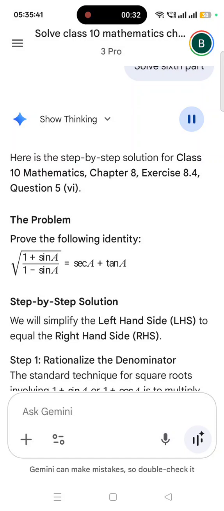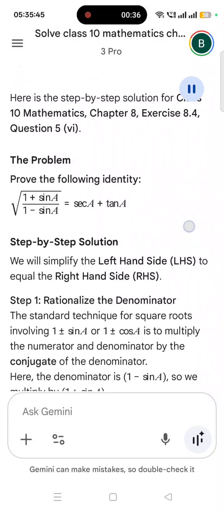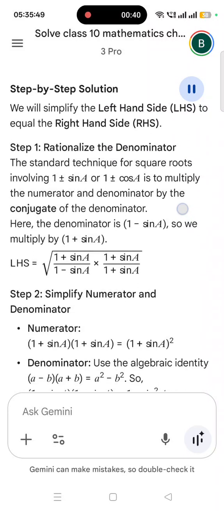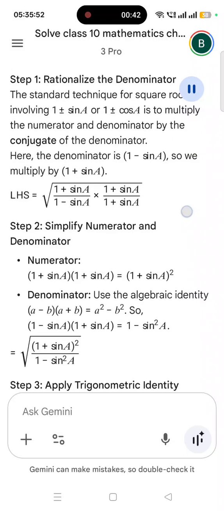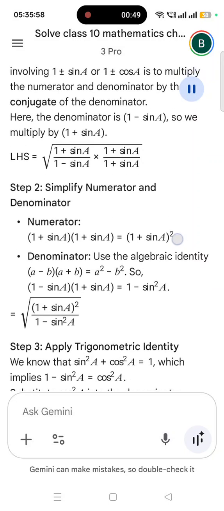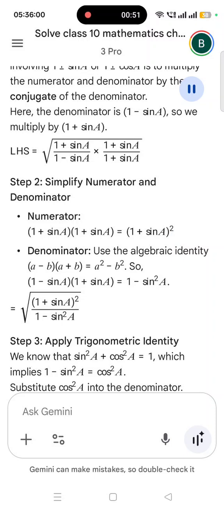We will simplify the left-hand side, LHS, to equal the right-hand side, RHS. Step 1. Rationalize the denominator. The standard technique for square roots involving 1 ± sin A or 1 ± cos A is to multiply the numerator and denominator by the conjugate of the denominator. Here, the denominator is 1 minus sin A, so we multiply by 1 plus sin A.